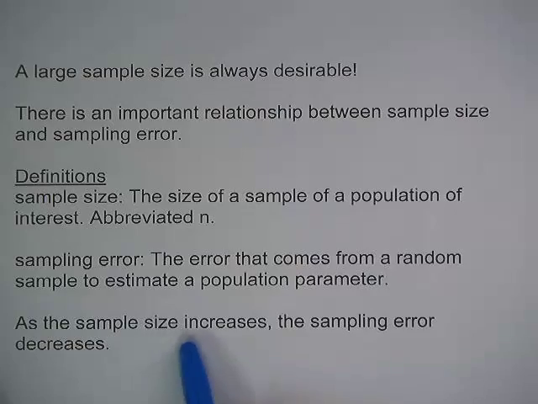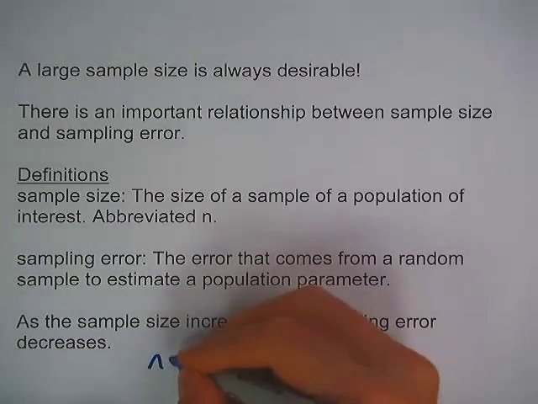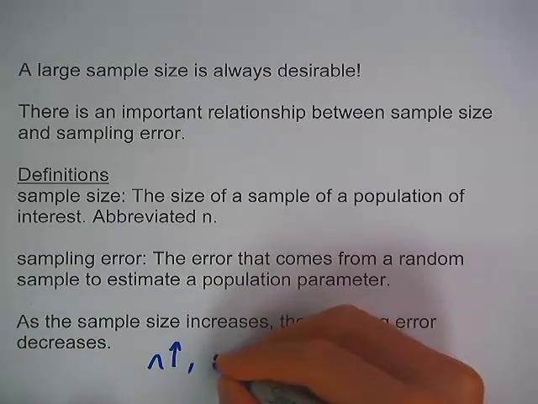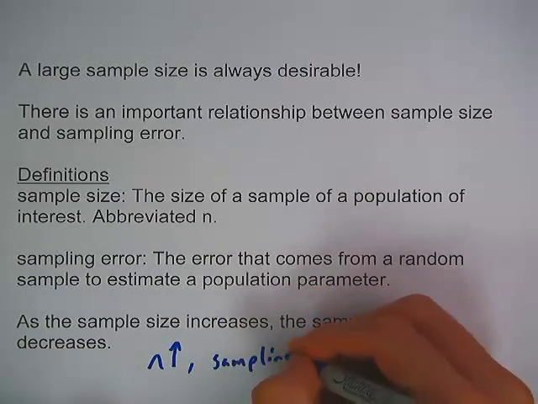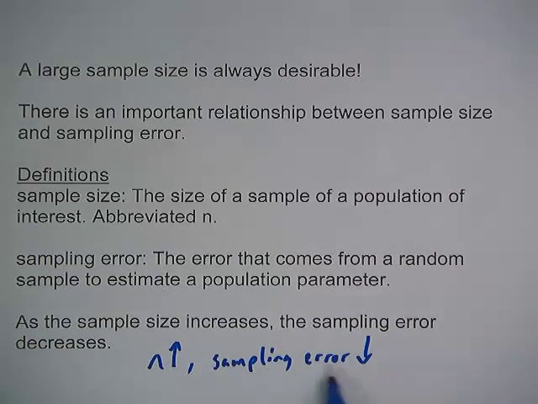Now, as the sample size increases, the sampling error decreases. So as n increases, sampling error decreases. And obviously, since we're dealing with an error, we want a low sampling error, so we want to take as large a sample as possible. Now a couple of things about sampling error.